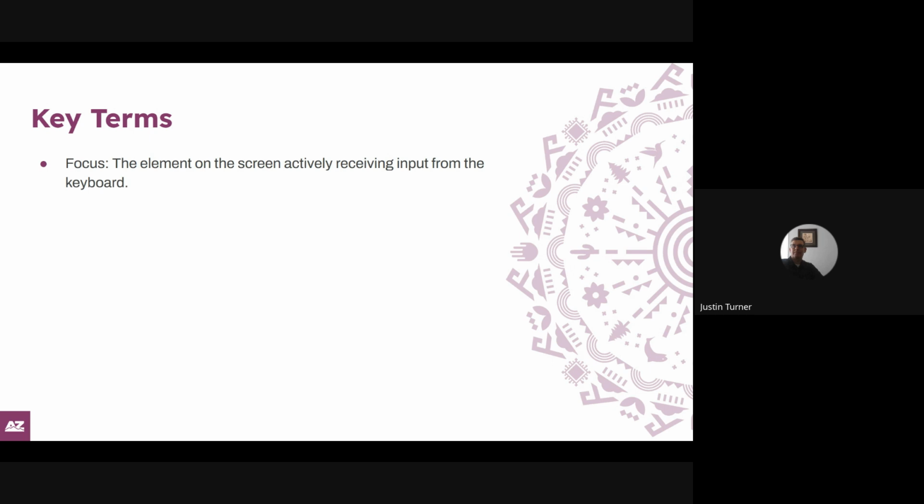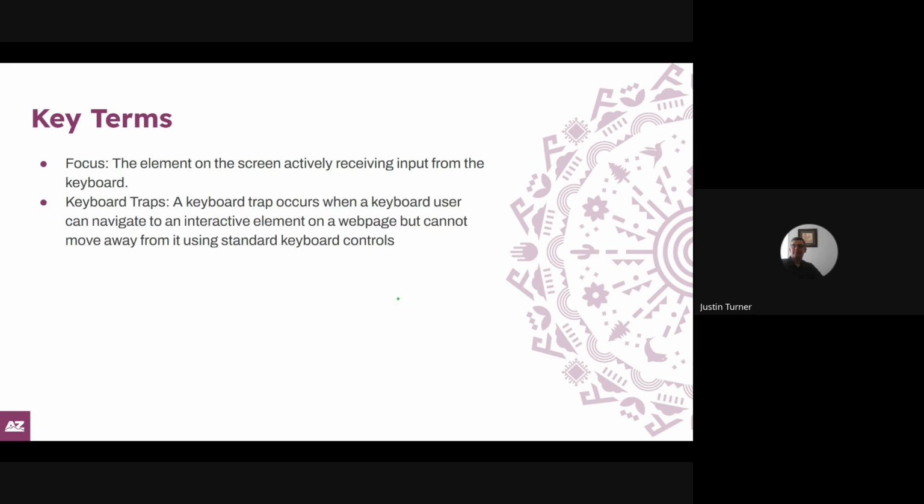The next term that we're going to cover is keyboard traps. A trap is something where, when the keyboard goes inside an interactive element, it isn't able to get out of that element so that the user can keep navigating the page. The most common places we see keyboard traps are usually two things: either embedded content like a map or a video or audio player, or a pop-up.